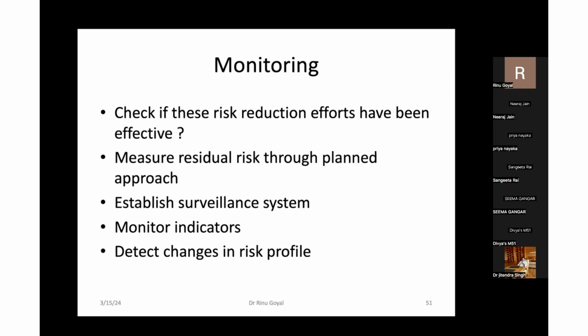Establish a surveillance system. How are we going to monitor further? Then apply some indicators and detect the changes in the risk profile, whether the profile has come down from 900 to 20 or lesser or not.